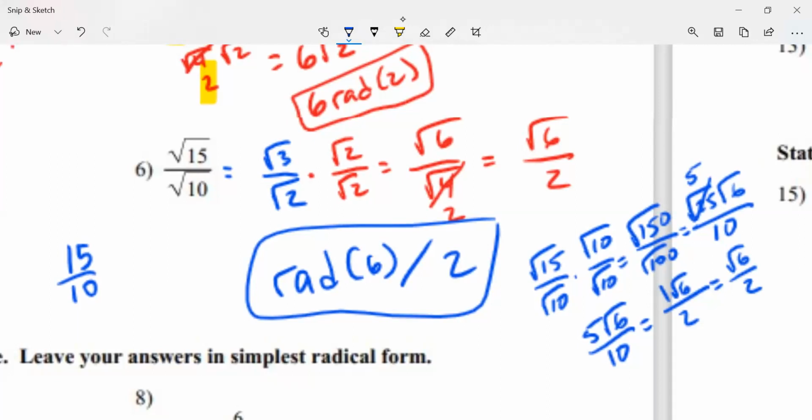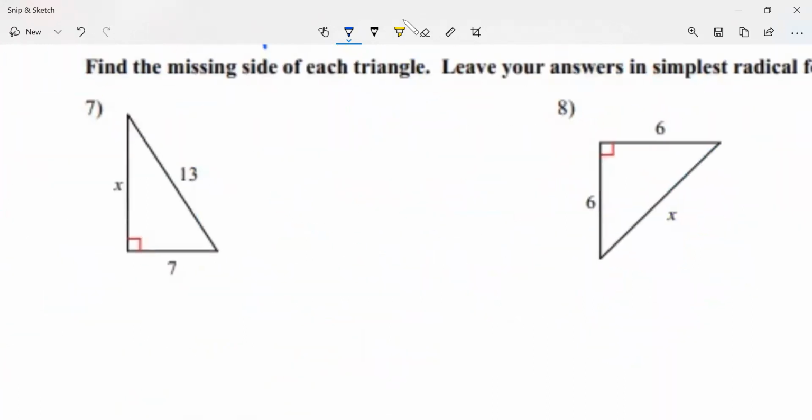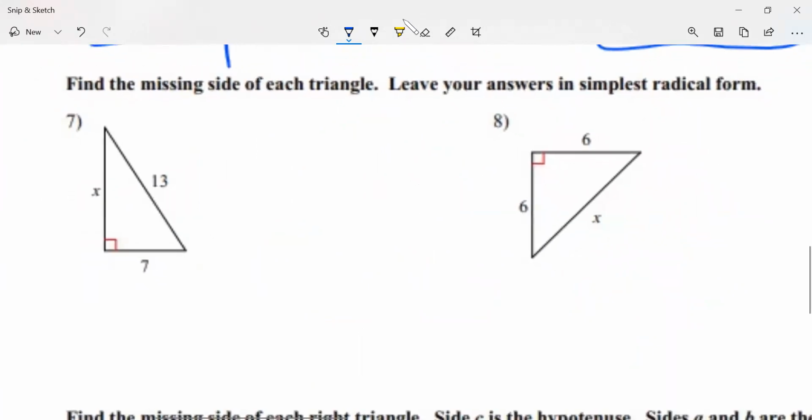Okay, so let's continue. Again, we're going up into number 12. So we're going to be looking at one rule that we call Pythagorean theorem. That happens when we have a right triangle. When we have a right triangle, given 2 sides of a right triangle, we're going to be able to solve for the third side. It says find the missing side of each triangle, leave your answers in simplest radical form.